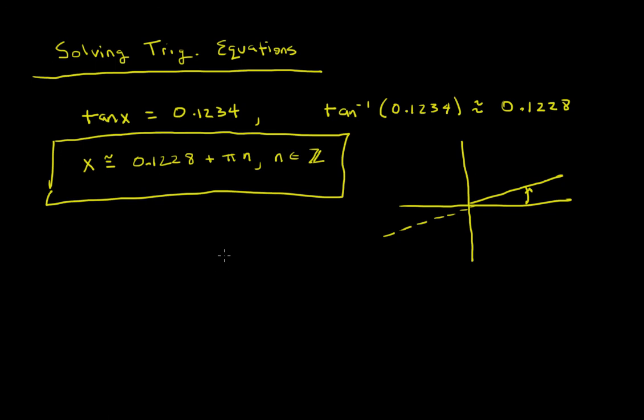So when working with any of the trig functions and solving these equations, once you've needed to use an inverse trig function to establish an approximation, be mindful that that calculator will only give you one of infinitely many solutions, and depending on the period of the function, you'll need to adjust by either adding pi n or 2 pi n.